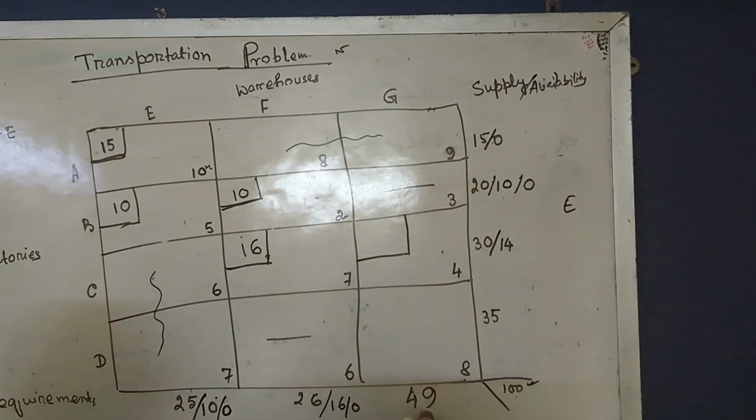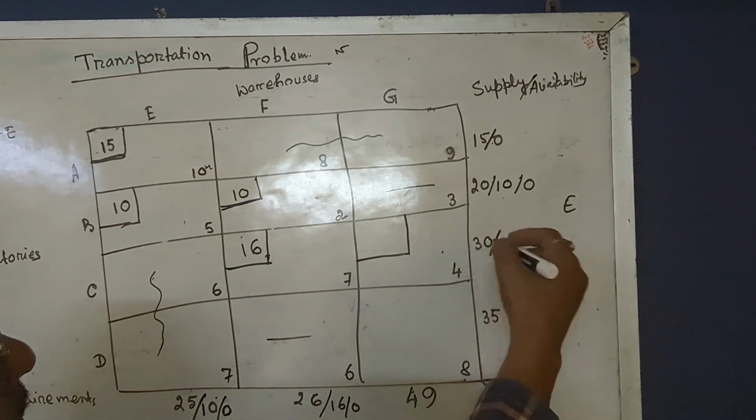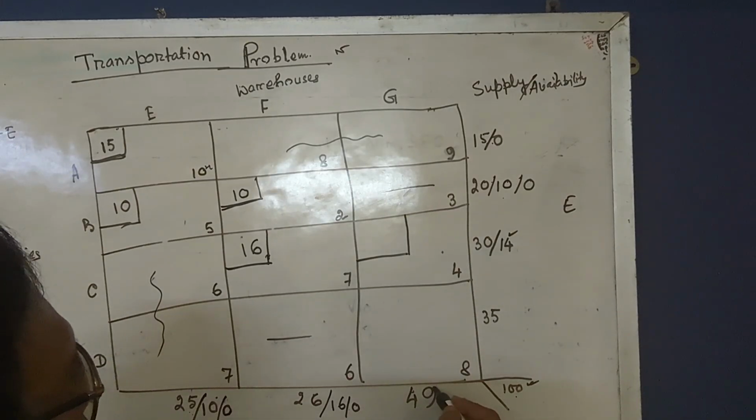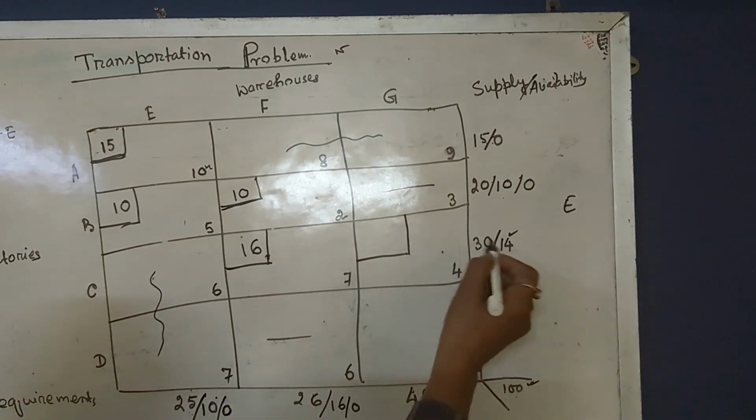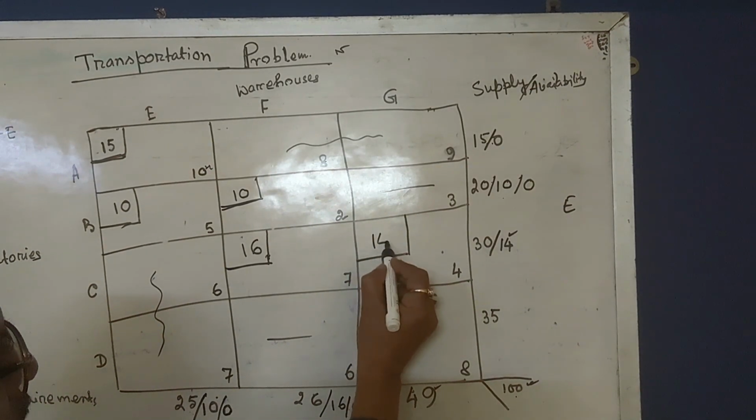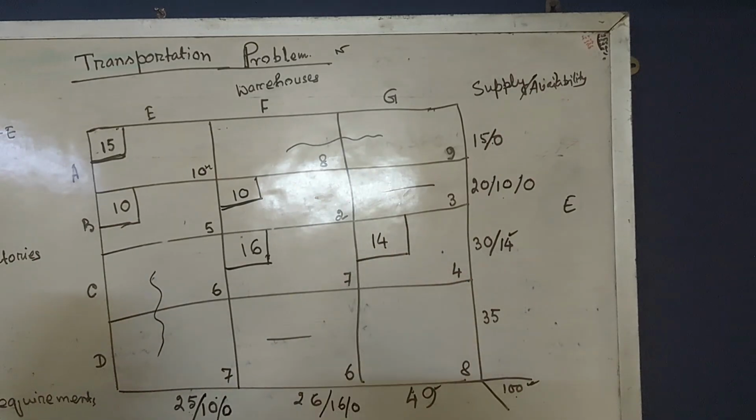You will put here 49 and 14. You have to select the minimum one out of 14 and 49. The minimum is 14. You can put 14 here. You can maximum allocate 14.